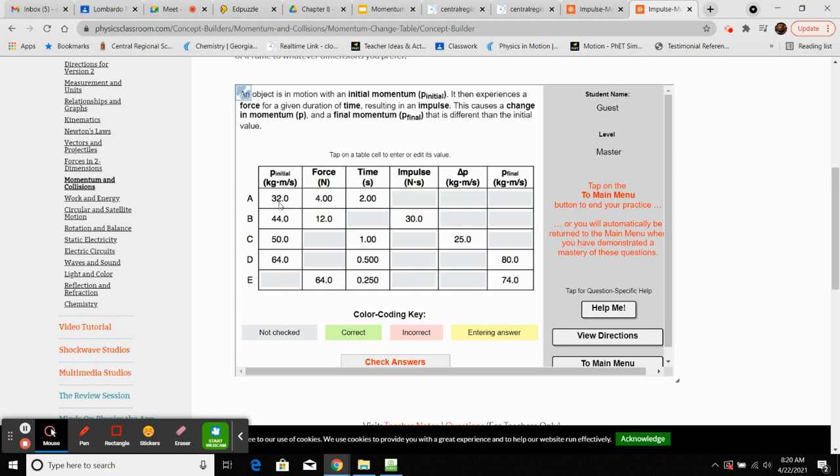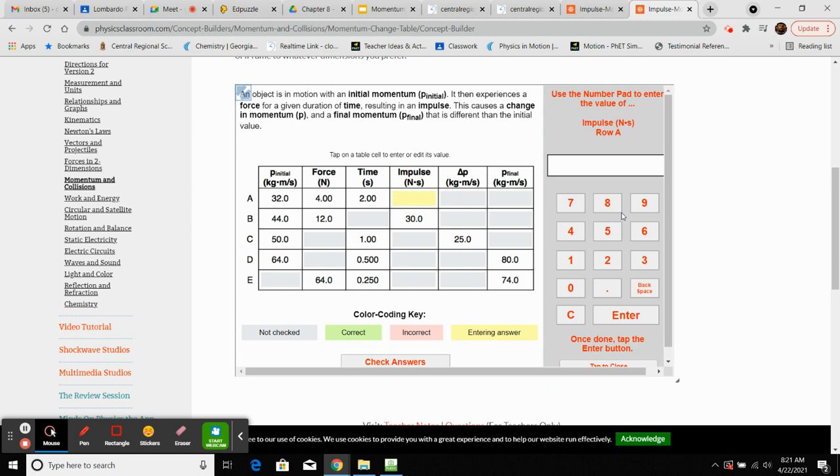Now this is giving us an initial momentum, and then they ask for final as well. So here we have force times time. What does that equal? 2 times 4 is 8. Our impulse is 8. What is our change in momentum got to be? It's also got to be 8.